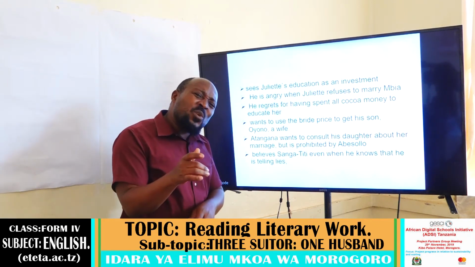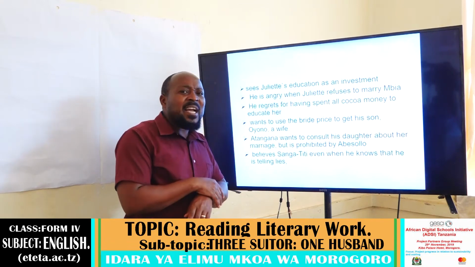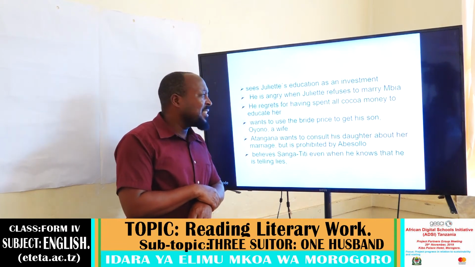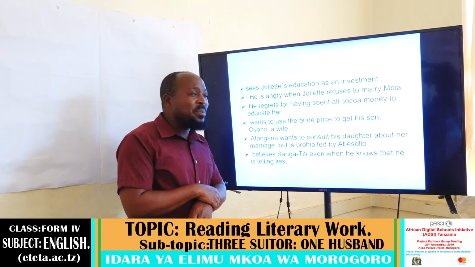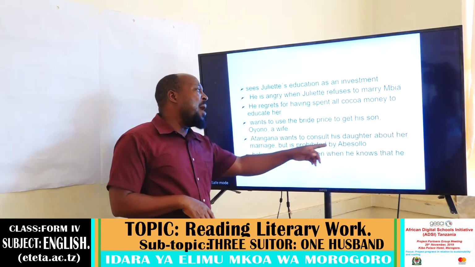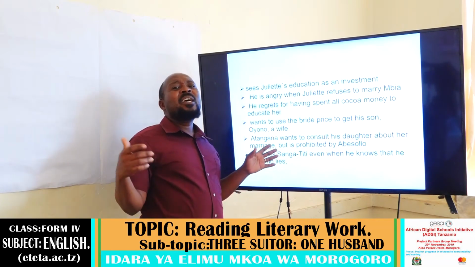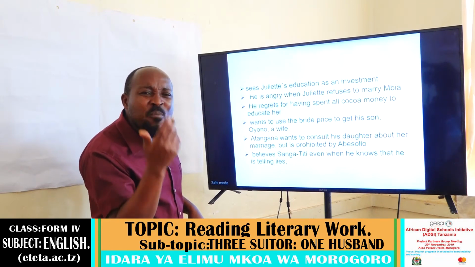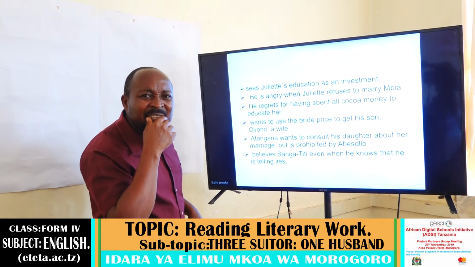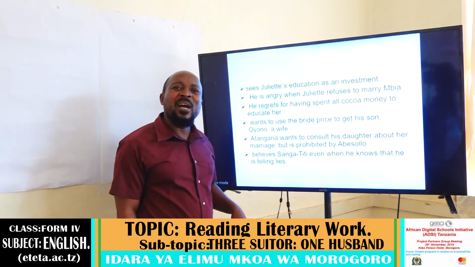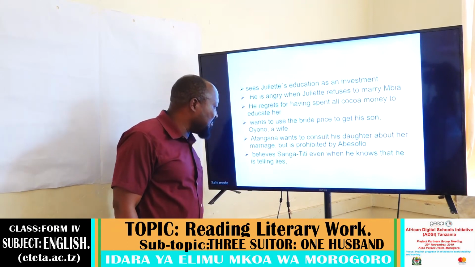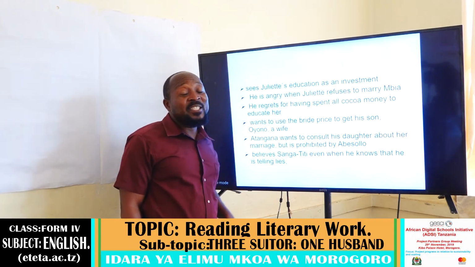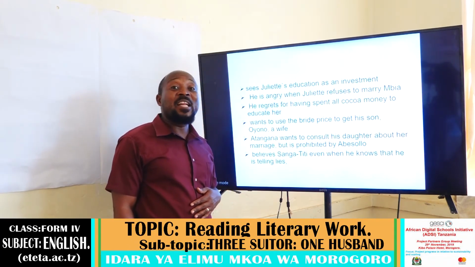At a certain point, Atangana was convinced to consult Juliet on her marriage. But then it was a very big blow from Abesoro, because now he was despised by everyone. How can you consult a woman on marriage? Abesoro found him stupid, and so he prohibited him. And he's one of those people who believes in superstitions, and so he brought his Sangatiti to find the solution of who stole the money and how to get the money back.